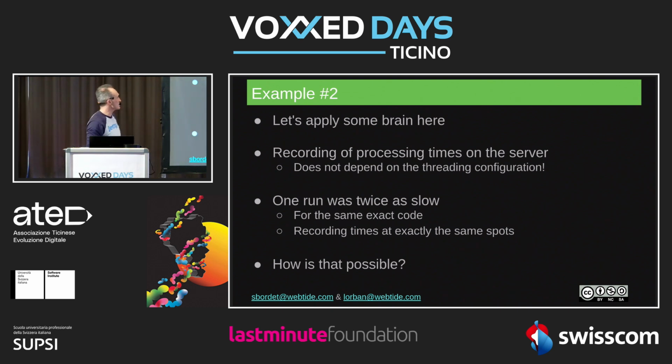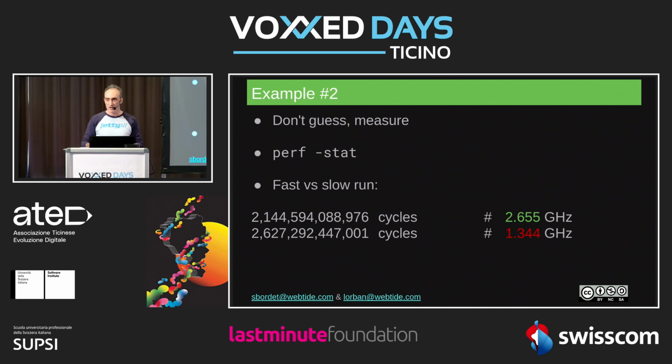And so we said, wait a second, it doesn't really figure, because the processing times should be exactly identical, because I'm measuring from here to there, and the code that runs in between the 2 moments is exactly the same, and it's always run by a single thread. It doesn't matter if it's a selector thread or a worker thread, okay? However, it was the same code that was running twice as slow. How is that possible? Any guess? Well, we didn't guess, we measured.